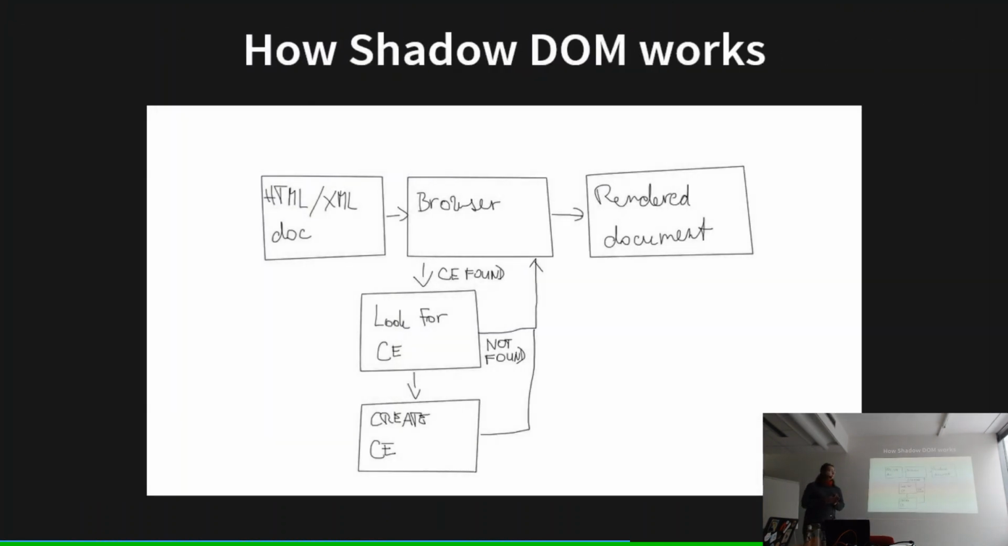It is some combination between standard DOM and virtual DOM, because you have things in your standard DOM, and when the browser encounters a custom element, which usually uses the shadow DOM, it looks for the custom element. If the element is found, it will create the custom element which is in the document, and at the end of the process, it will render the document.